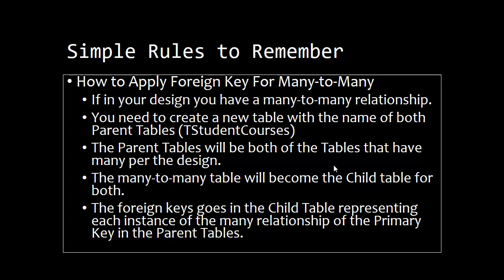Let's just look at these rules one more time. For the most part, with a many-to-many relationship, you create a third table. That third table becomes the child table for both of the parents, and the foreign keys reside in that child table. That's what this is saying.